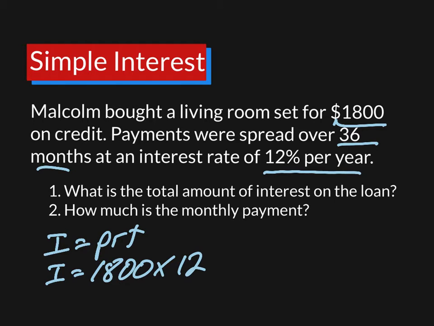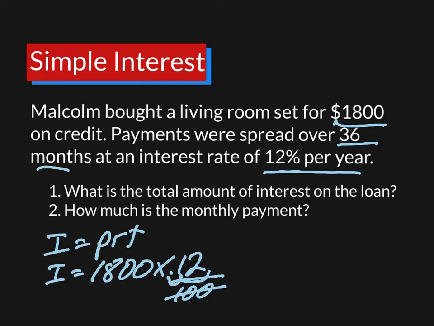And if you remember, percent means over 100. So we could divide 12 by 100 to convert the percent to a decimal, right? So we want to get rid of this. We can just divide 12 by 100. And to divide 12 by 100, we're going to move the decimal two places.